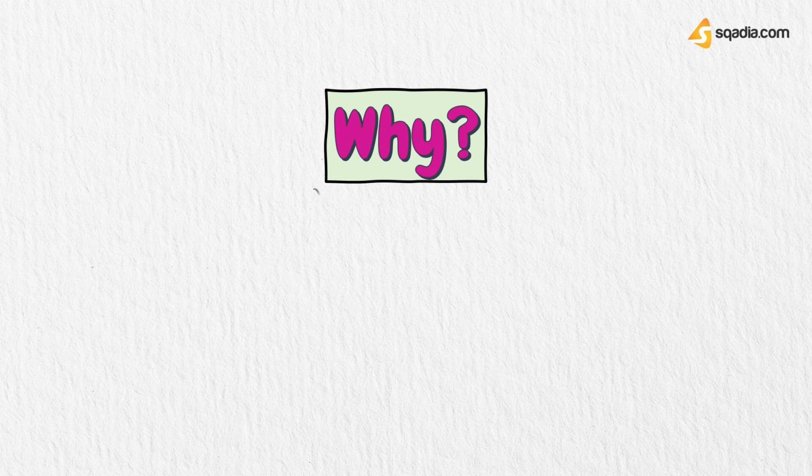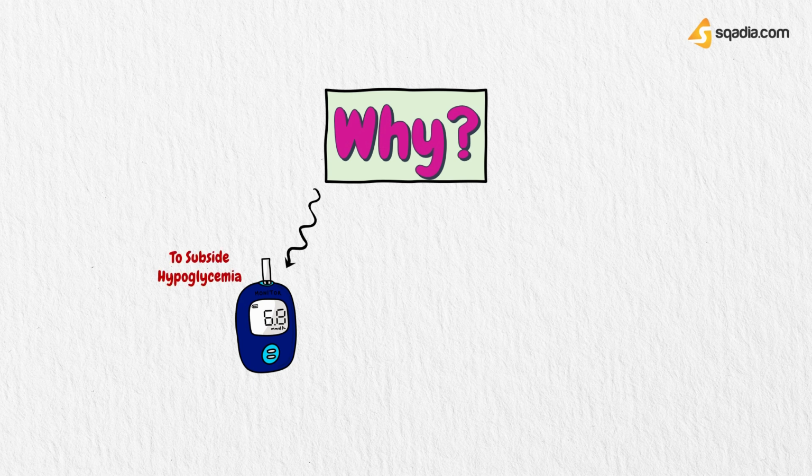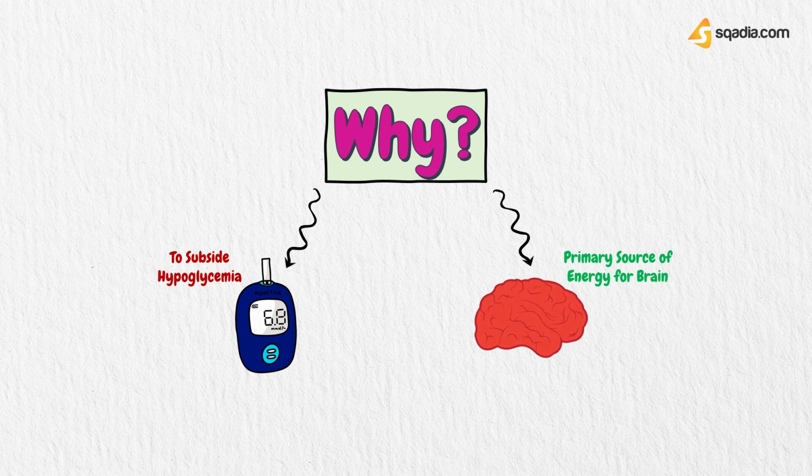Now it can be required for two main reasons. One is that whenever there is low blood glucose in the body. This condition is commonly called hypoglycemia. Here the body requires to produce more glucose. And the other reason is the brain. Why the brain? Because glucose is a primary source of energy for its normal function. So whenever there are low glucose levels, our brain cells are majorly affected.